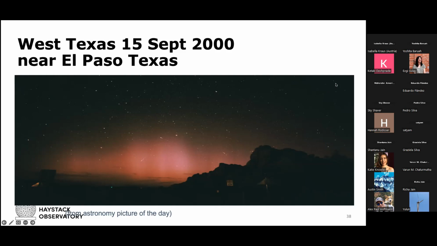Basically, the auroral oval expands, and especially in our sector, because the Earth's magnetic field is not a perfect dipole, it's kind of tilted. So we actually can see aurora as far south as El Paso.